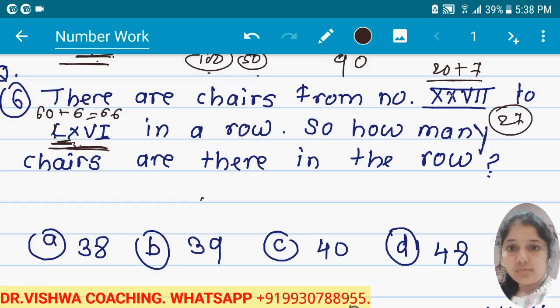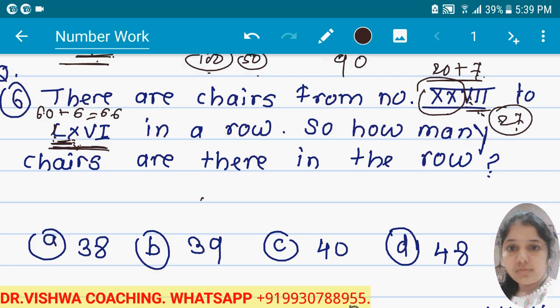Once again I will explain. First look at the repeating numbers. So which number is repeated? XX is repeated 2 times, so this means 20. Okay, now look into VII. VII you all know, VII means 7. So 20 plus 7, 27. Because again smaller number is at the right side of the bigger number, so we add them. Now look into LX first. Here X is smaller than L and it is written at the right side, so you have to add them. So it becomes 60 and VI means 6. So 66 is the number.